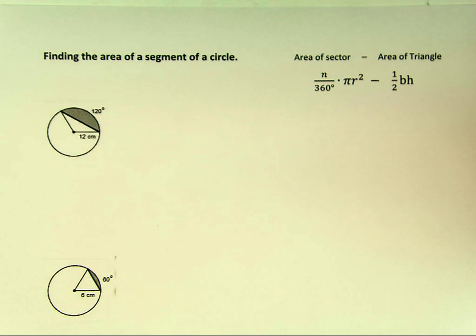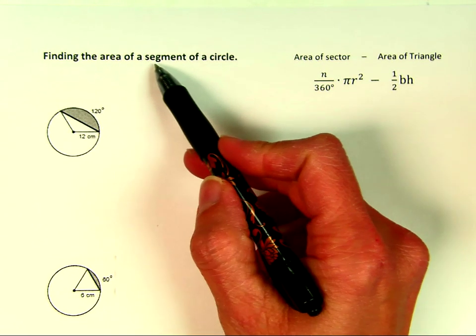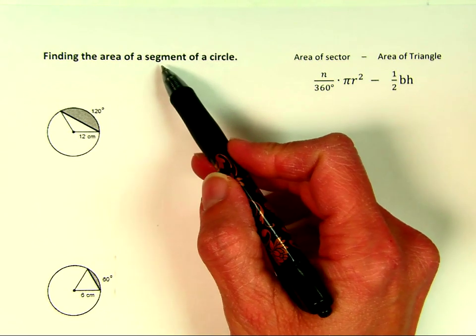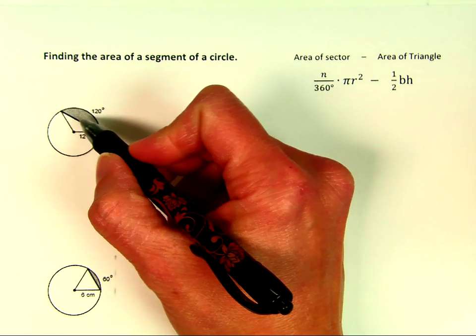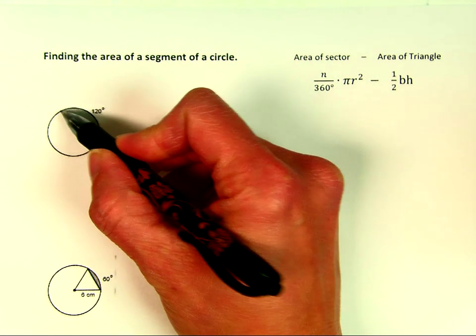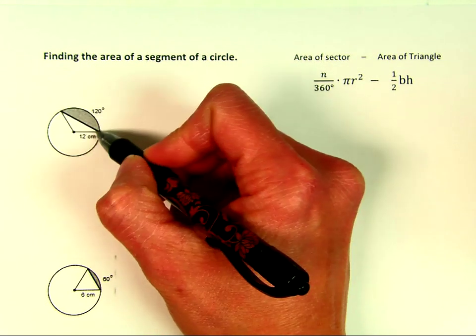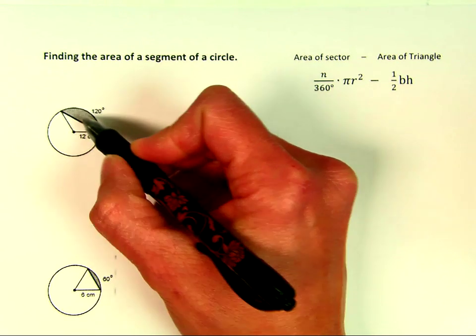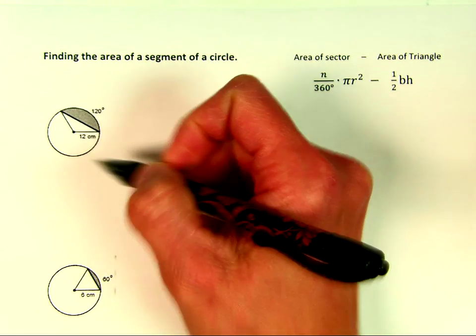So it's kind of weird, a segment of a circle. It's because usually we think of a segment as part of a line, but a segment of a circle is the part of the circle that is bound by a chord, the endpoints of a chord, and the edge of the circle. So it's this little shaded area right there.